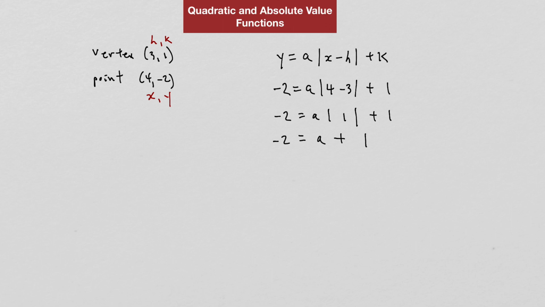We want to isolate a on one side and move the 1 over to the other side of the equation. And to do that, we have to subtract 1 from both sides. When we do that, we're left with -3 is equal to a. So then my equation for the absolute value function that contains the vertex 3, 1 and the point 4, -2 looks like this. y is equal to -3 times the absolute value of x minus 3 plus 1. And that is our answer.